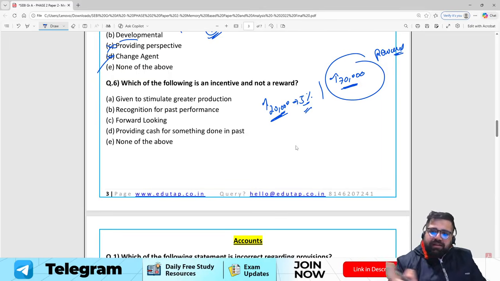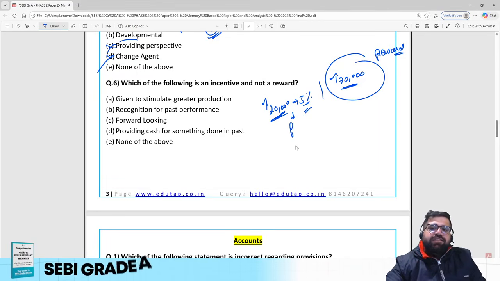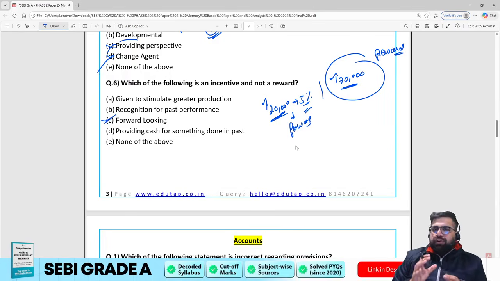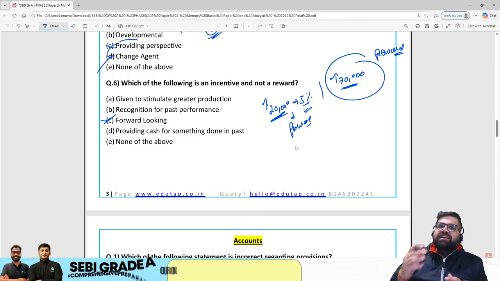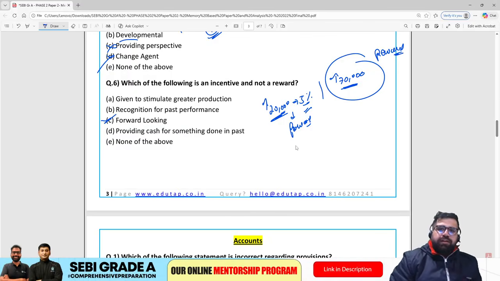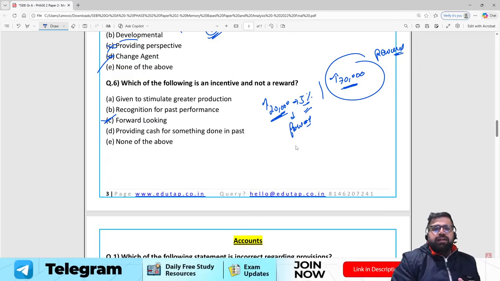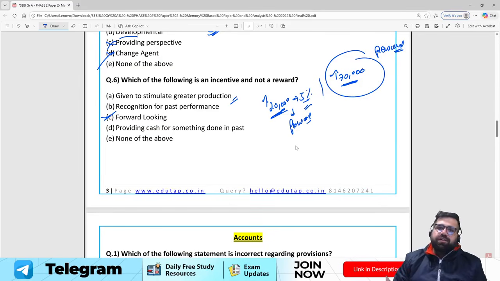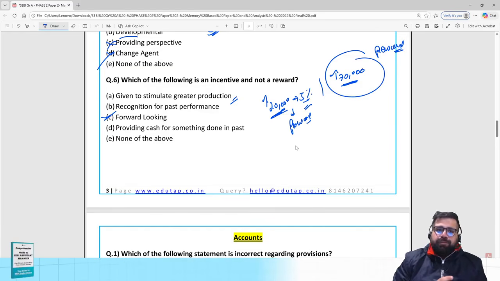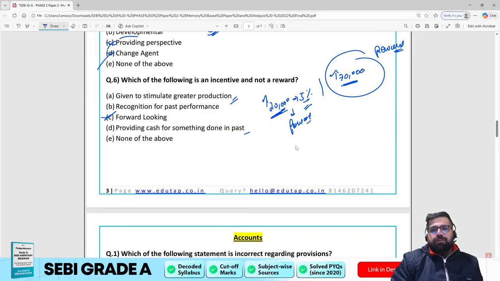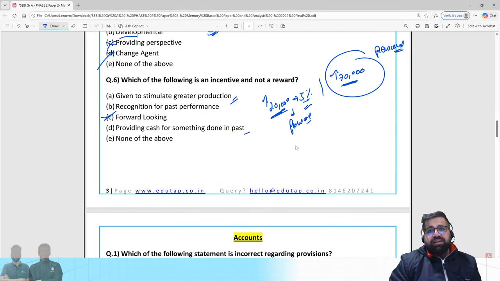So remember, by this explanation, I can definitely tell you that incentive is more forward looking, and that will be my correct answer because I have to stimulate my employees' behavior so that they can increase productivity in the future period of time. Read the other statements. Given to stimulate greater production, that can be true for both incentive and reward. Recognition of past performance is true for reward, right? Providing cash for something done in the past makes no sense for an incentive. This can be true for reward, but you have to identify the statement related to incentive, right?